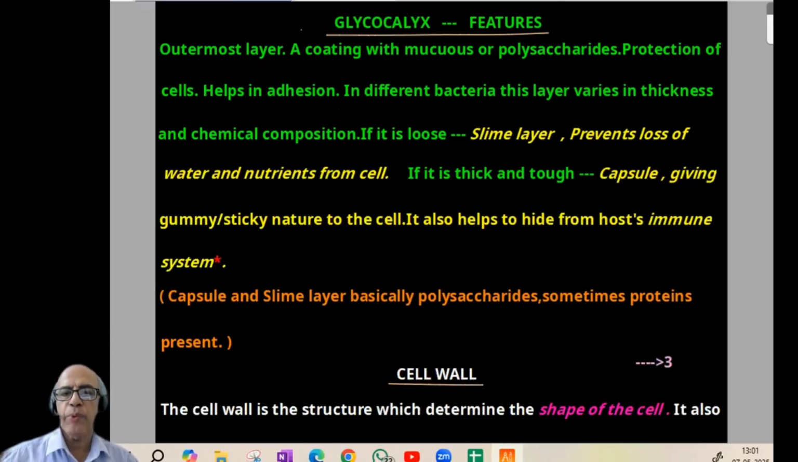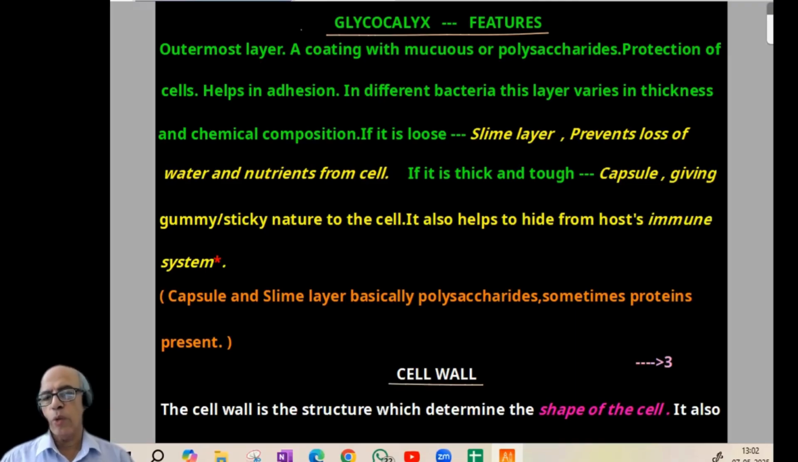Now we are entering into prokaryotic cell from outer, that is glycocalyx. What are the features of glycocalyx? It is usually the outermost layer, a coating with a mucus or polysaccharide. Protection of the cell is the main purpose. Also helps in adhesion. In different bacteria, this layer varies in thickness and chemical composition. So it differs. If it is loose, then we'll be calling it a slime layer. And the major function of the slime layer is that it prevents the loss of water and nutrients from the cell. This type of question is common for the NEET exam.